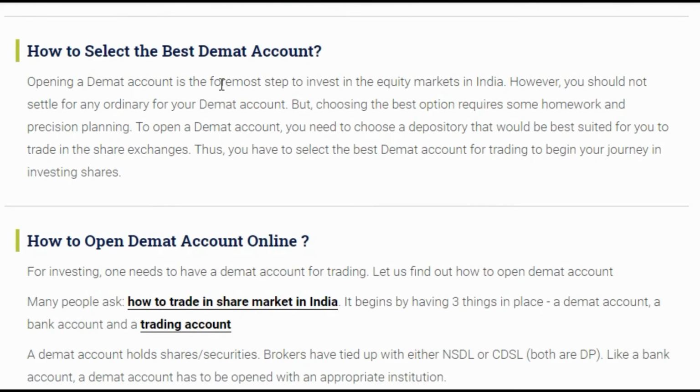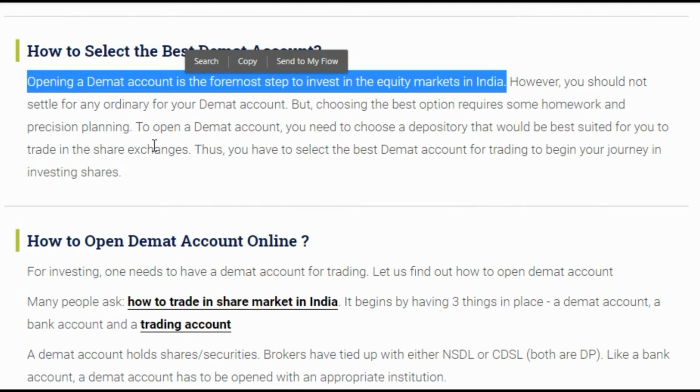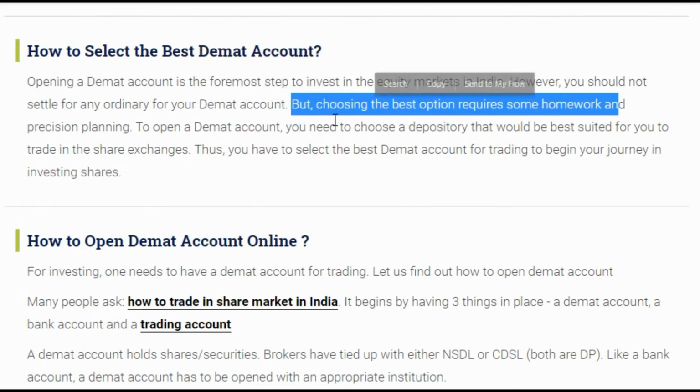So how to select the best Demat account? Now, opening a Demat account is the first step towards investment in equity markets in India. So if you want to buy shares, if you want to invest in equities, you need to have a Demat account. Without a Demat account, you cannot even think of buying shares. However, there are many options available now to open Demat account, and this is where the choice comes into picture. You need to choose the best option, which definitely requires a bit of homework.